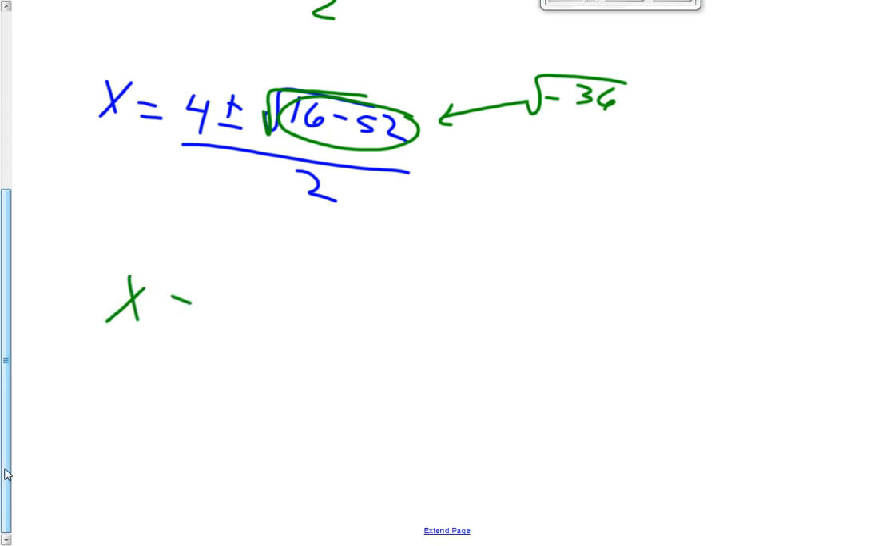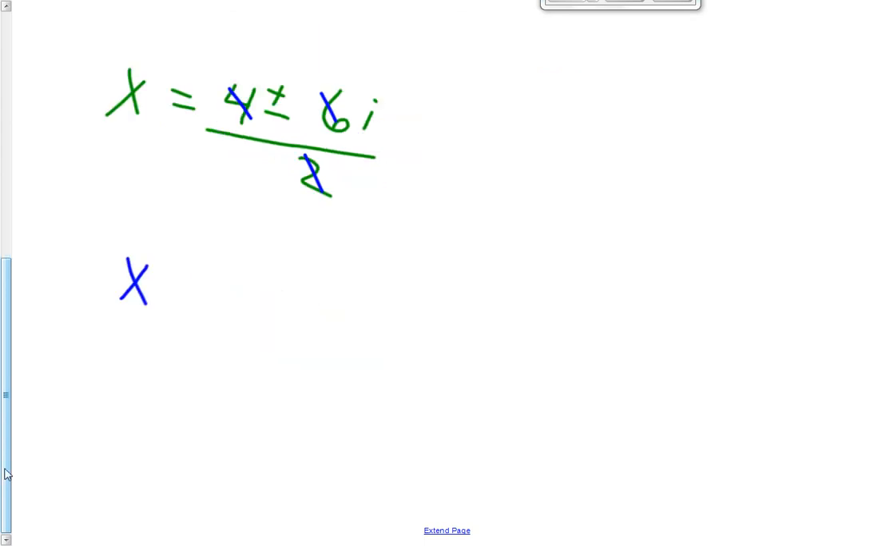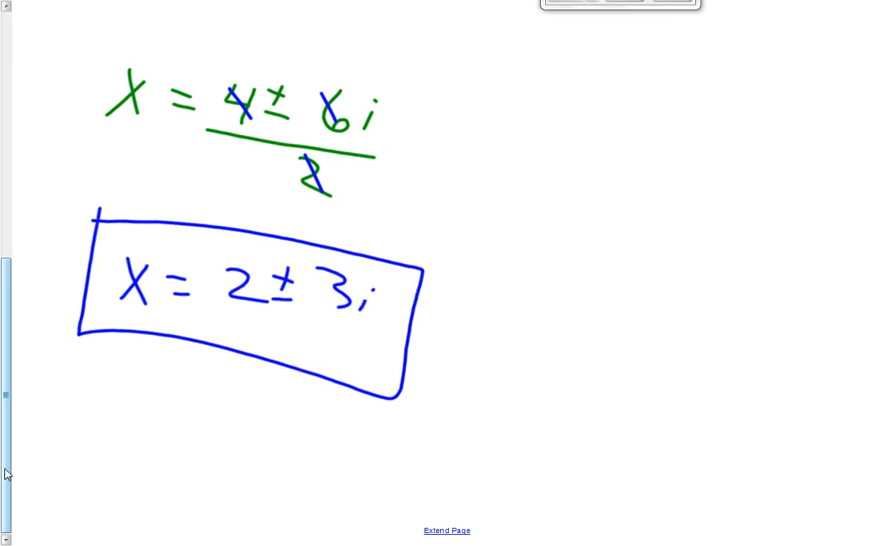So x equals 4 plus or minus, the square root of 36 is 6, the square root of negative 1 is i, so we still have our i's in these answers, 6i divided by 2. Once again, our coefficients can all be divided by the same factor, can all be divided by 2. So our answer is x equals 2 plus and minus 3i.